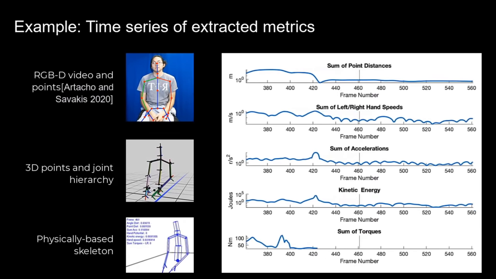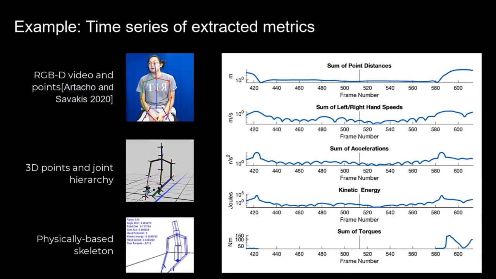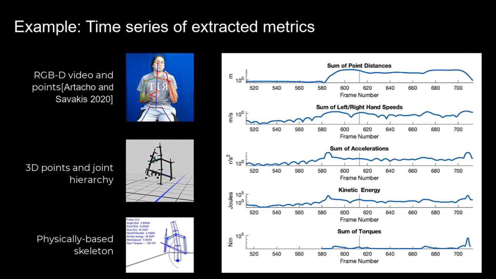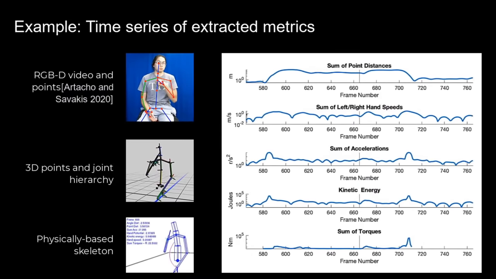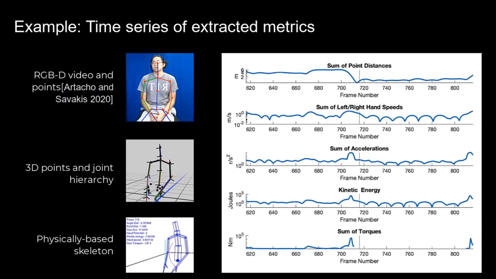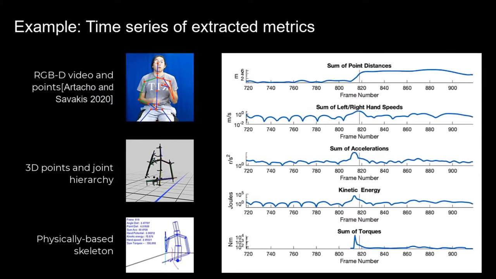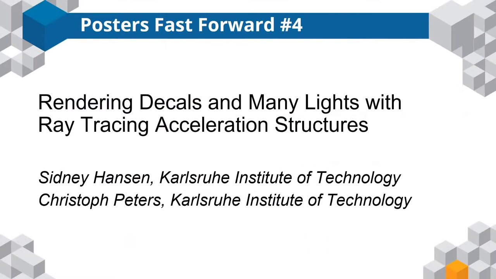This set of plots shows how several metrics vary over time. These metrics are lowest when both hands are resting in the lap. Highest values correspond to frames with large acceleration. These are preliminary steps for an ongoing project. Come by our poster if you'd like to chat more about motion analysis and physically based character animation.